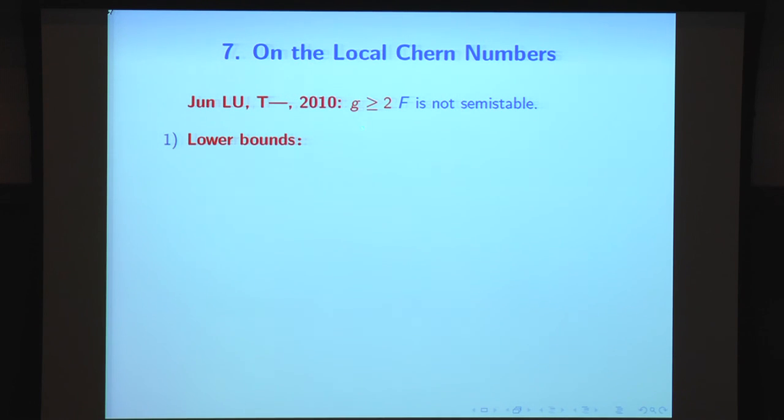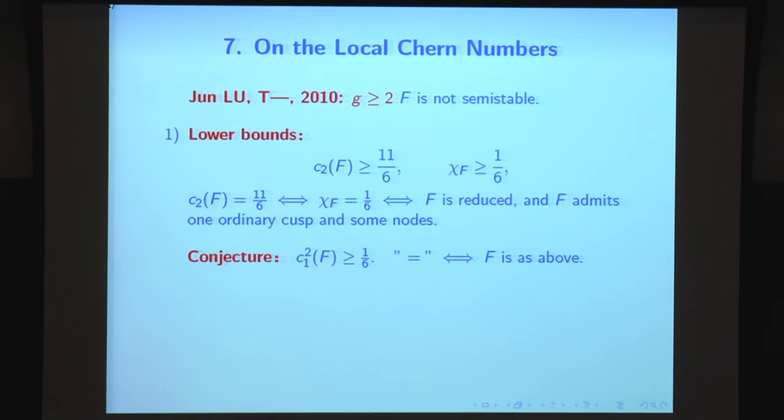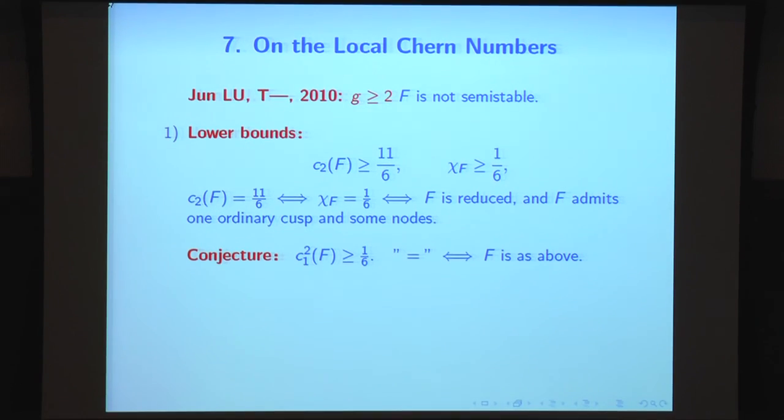If the genus is not two, for any genus, then we have some lower bounds for this and for this. And the equality, we can classify the equality. It holds if and only if F is a reduced fiber and the singular points are clear, one cusp and some nodes. This means we can classify the equalities. Or also this one. So we have a lower bound for the first Chern numbers. Only a conjecture.